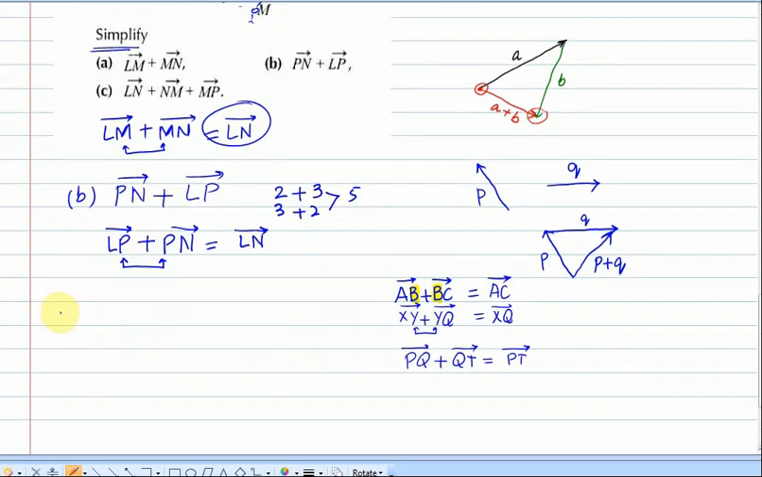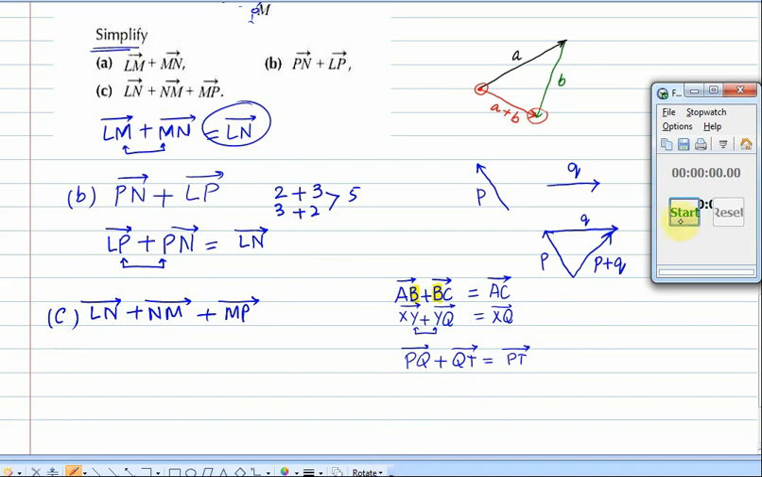For part C, LN plus NM plus MP. Now first you need to do that, and that is a short question, so I will give you a time of approximately 30 seconds.